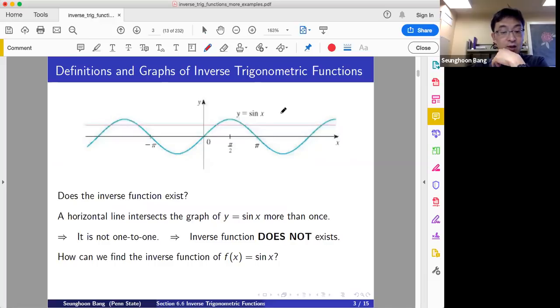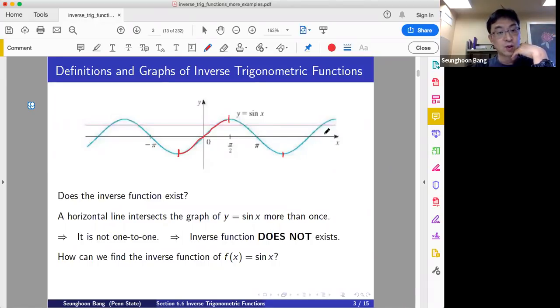How can you find the inverse function of f of x equals sine of x? Yes, Eric said to restrict the graph. You're right. We have infinitely many restrictions of the graph. One possibility is to cut here and only use this part, which is one-to-one. Or cut like this and use the second one, the third one, and so on. So we have infinitely many possibilities.